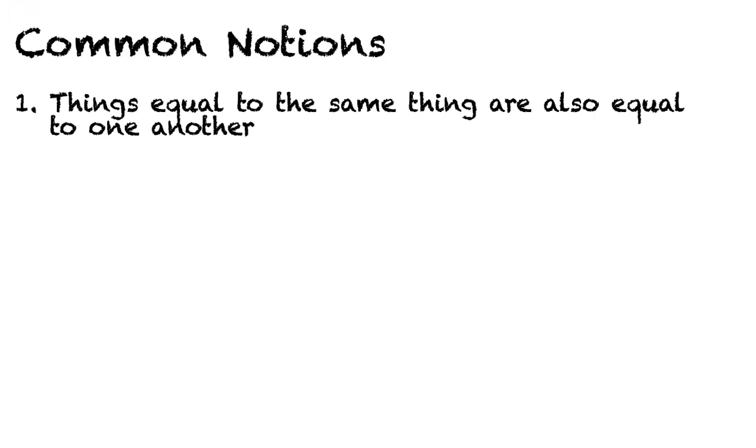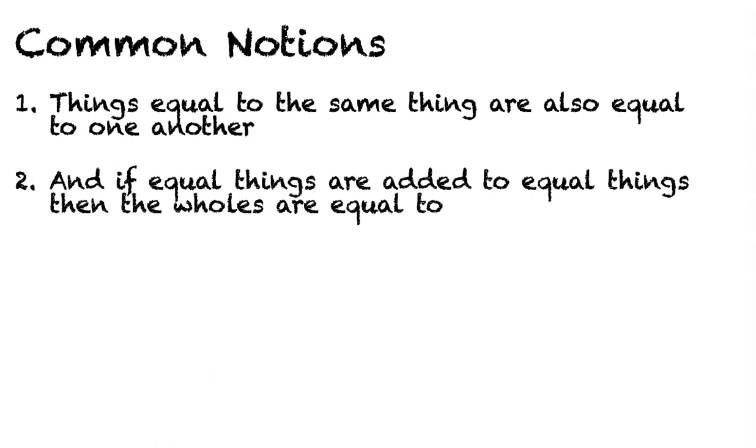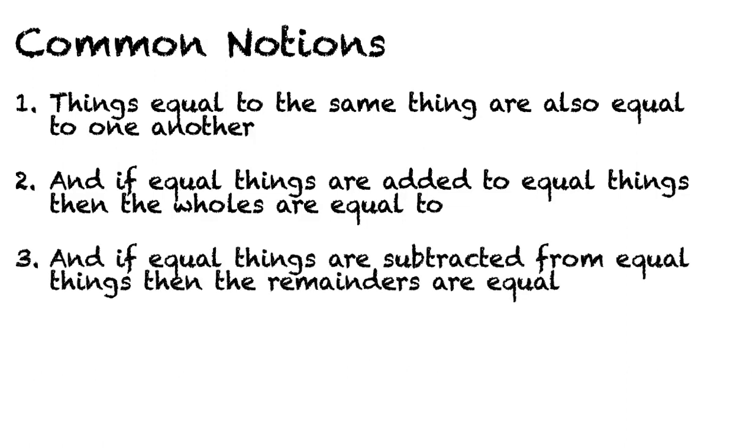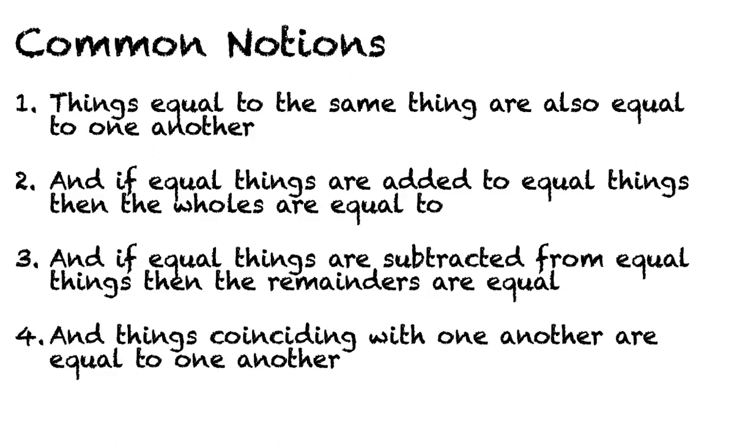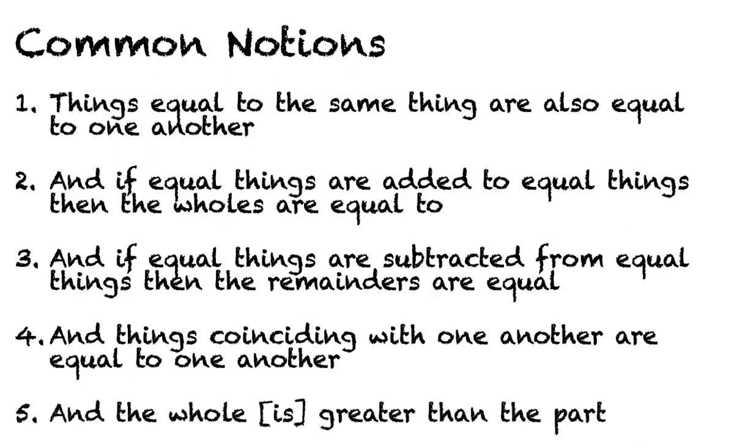First, things equal to the same thing are also equal to one another. Second, if equal things are added to equal things, then the wholes are equal too. 3. And if equal things are subtracted from equal things, then the remainders are equal. 4. And things coinciding with one another are equal to one another. 5. And the whole is greater than the part.